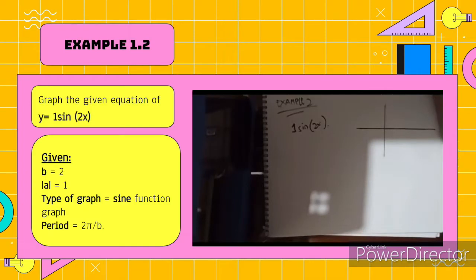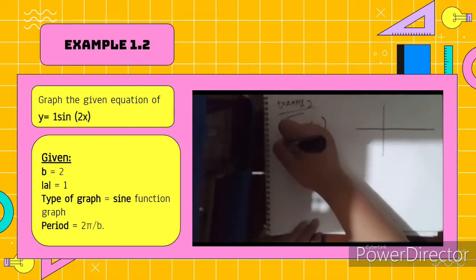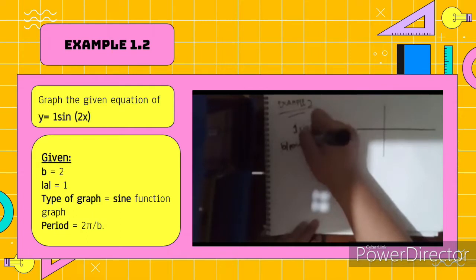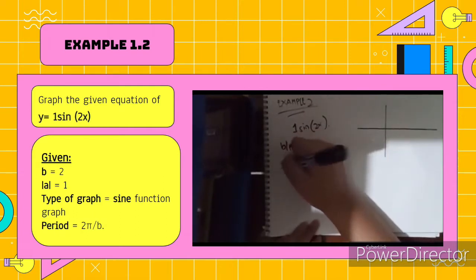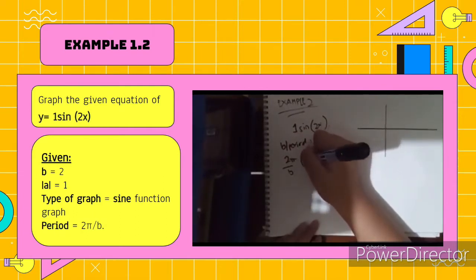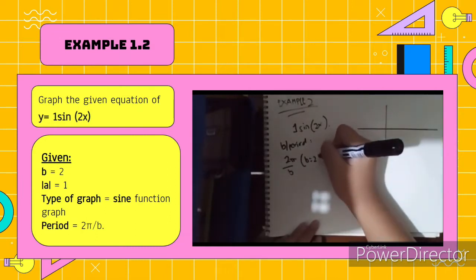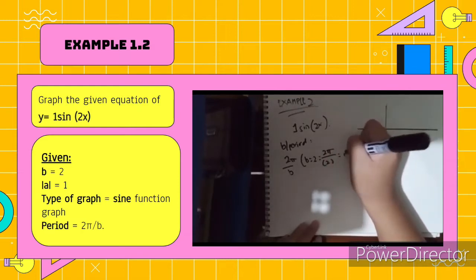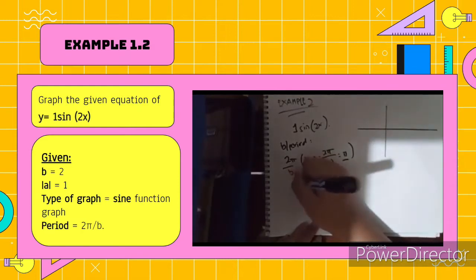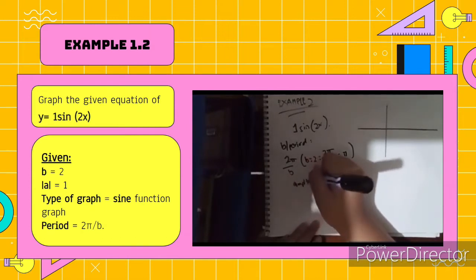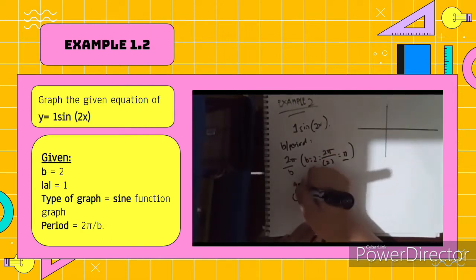For the next example, let's try it in reverse. Graph the given equation y equals 1 sine 2x. First we must find the value of b or the period using the formula period equals 2 pi over b. Since the value of b is 2 in the given equation, the period equals 2 pi over 2, which is pi. The amplitude will be positive, since the given amplitude is positive 1 in the equation.